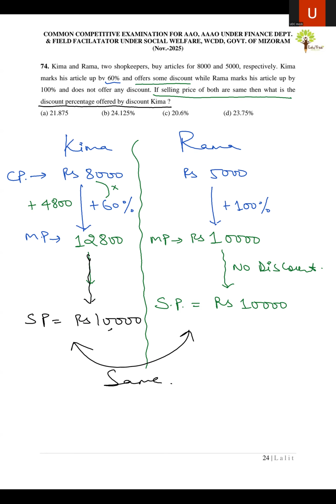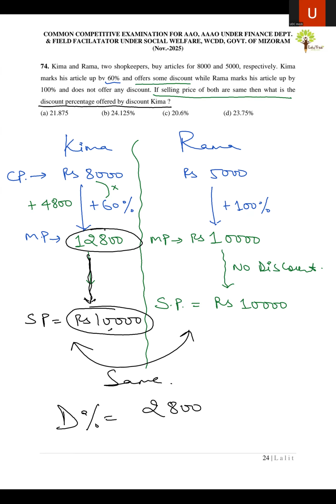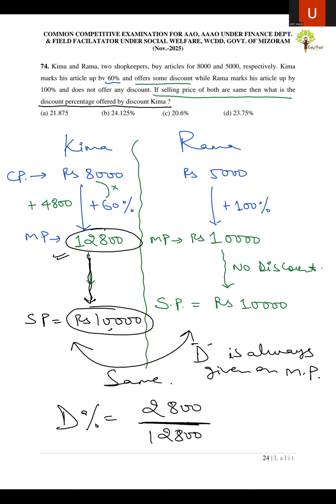Marked price is 12,800 and he's selling it at 10,000. He is giving a discount of 2,800. On what? Remember this: discount is always given on what? On marked price. So marked price is how much? 12,800. Multiply by 100. Simply solve this, nothing else in this.